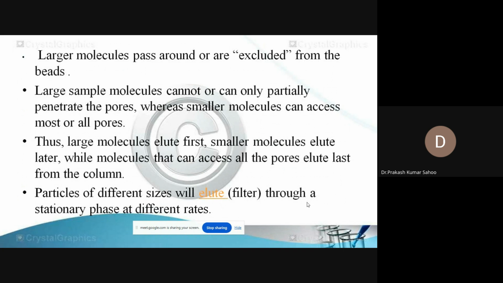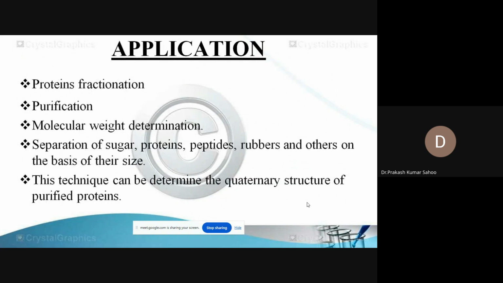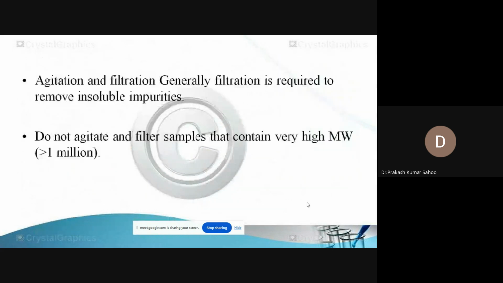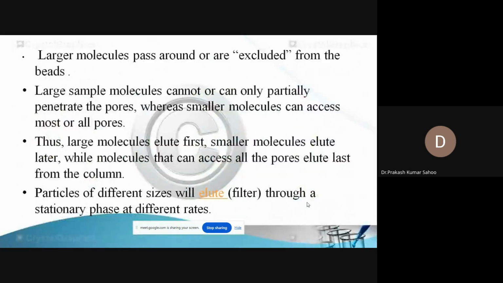Larger molecules pass around the bead and are excluded from the beads. Larger sample molecules cannot or can only partially penetrate the pores, whereas smaller molecules can pass into almost all pores. Thus, large molecules elute first, smaller molecules elute later, while molecules that can access all the pores elute last from the column.